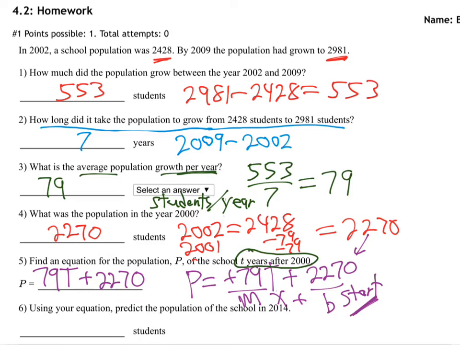So that just means we need to plug in T is 14. Time is 14 years after 2000. So plug it into that formula. So let's do it. We get 79 times T, 79 times the 14, plus 2270. Somebody got that calculation?